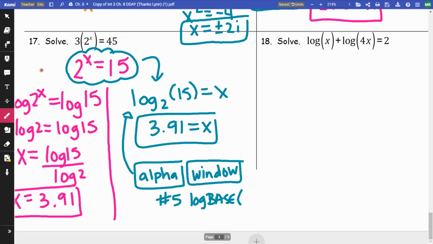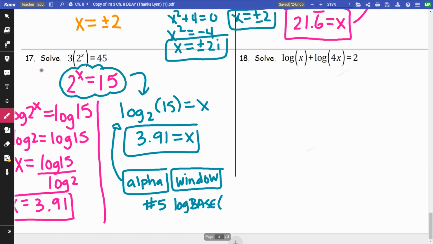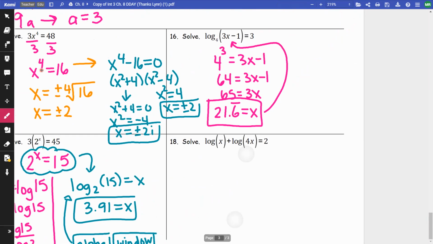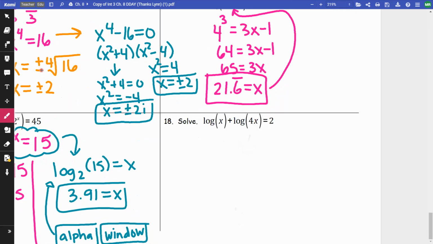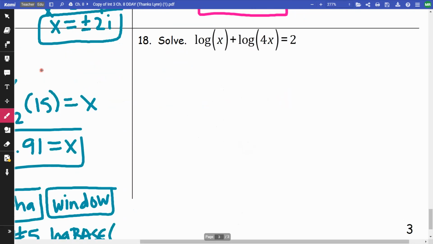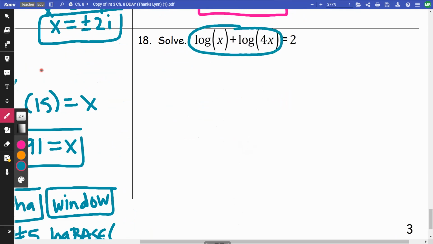Okay, 18. Now on 18, I want to make it look like number 16, where it's a single log. So I'm going to be using my properties of logarithms. And so when I have two logs adding together, I can write as a single logarithm. Okay, so log base 10 right now, because there's no base listed, and I multiply the two things I'm taking the log of. So x times 4x is 4x squared is equal to 2.